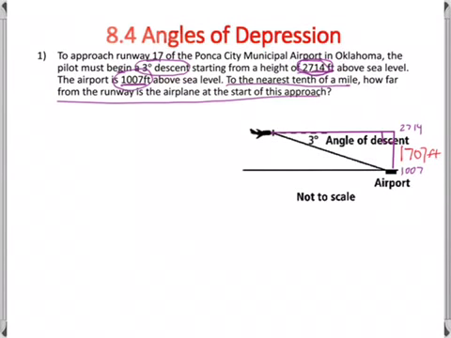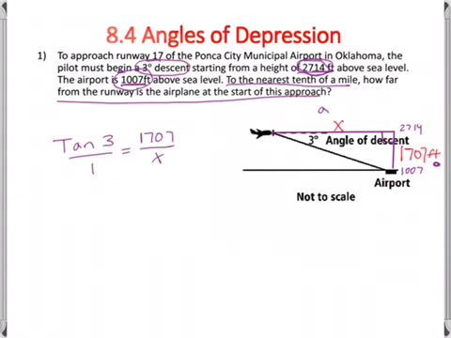In this problem, they want to know how far from the runway is the airplane at the start of its approach. So they're looking for the horizontal distance. We're going to solve this using trig again. Here we've got opposite and adjacent, so it's tangent again. They're not always tangent, but in this case they just happen to be tangent more often than not. So the tangent of 3 over 1 equals 1707 over x.